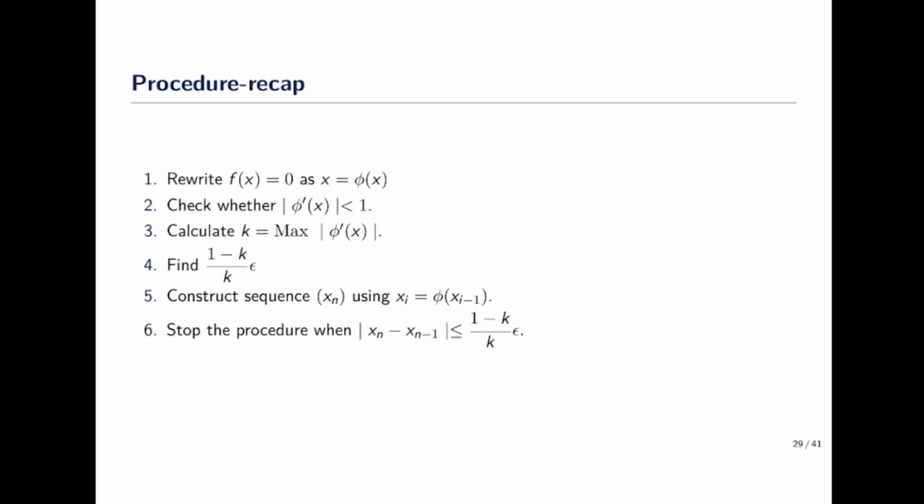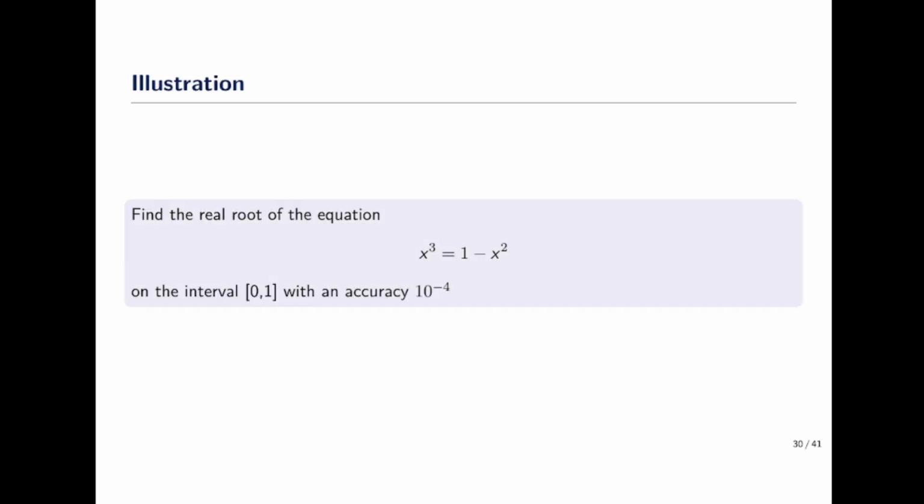Now let us see one problem in detail. Find the real root of the equation x cube equal to 1 minus x square on the interval 0, 1 with an accuracy 10 to the power minus 4. Here epsilon is 10 to the power minus 4.